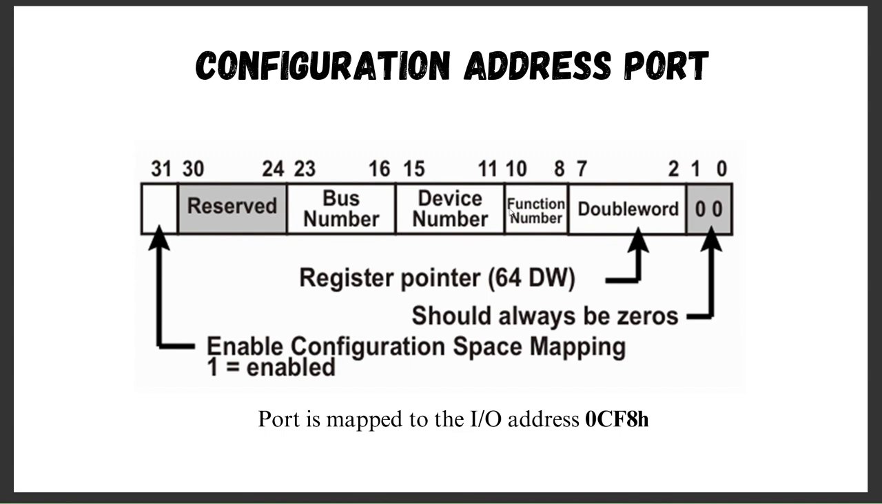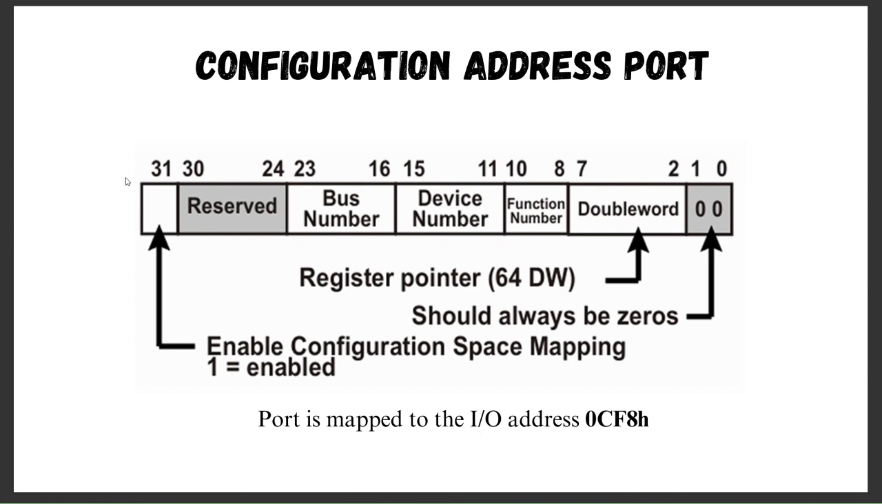Then we have bits 8 to 10, the function number. It identifies the function within the PCI device. Then bits 11 to 15 are the device number, and bits 16 to 23 help us identify the bus in the PCI hierarchy. Next, bits 24 to 30 are reserved. And next we have bit 31.